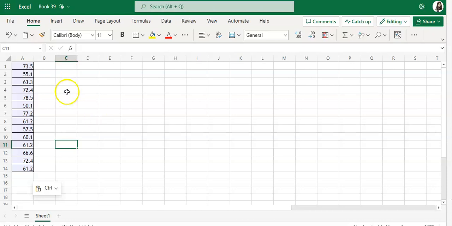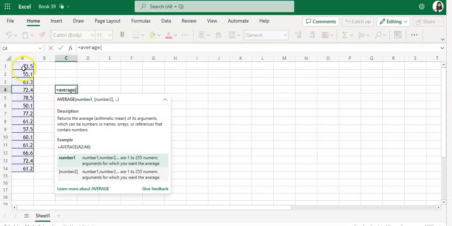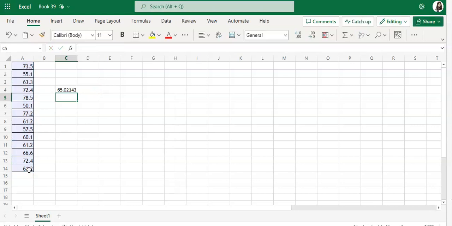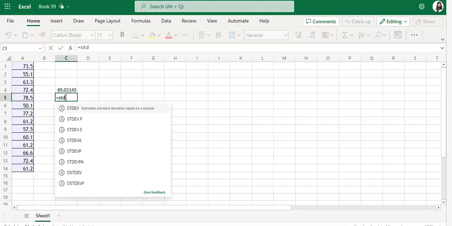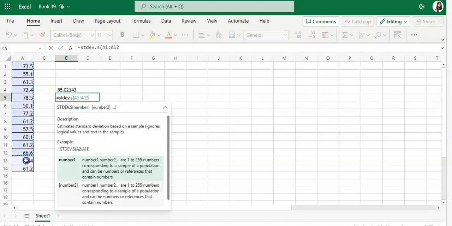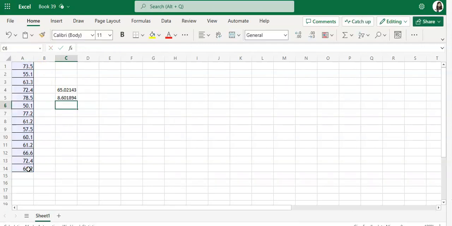Let's go ahead and get the mean. So equal, average, and all I need to do is highlight this and close it and hit enter, and there's my mean. Let's get the standard deviation. Oop, don't want to highlight it yet. Get the standard deviation in the same way, equal, standdev.s, and now I'll highlight all of those and close it. And there's my standard deviation. Okay, so we've got that.